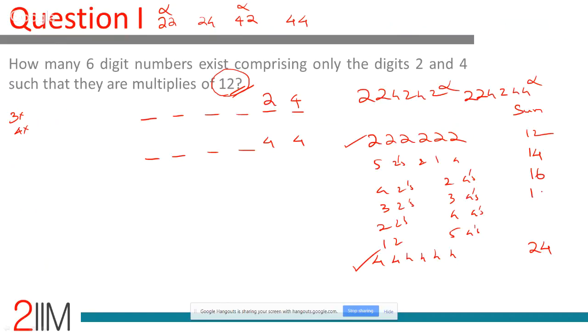3 2s, 6 and 3 4s, 12, 18. This will be 20. This will be 22. If you think about it, from one sequence to the next, we are removing a 2 and adding a 4. The total will go up by 2.